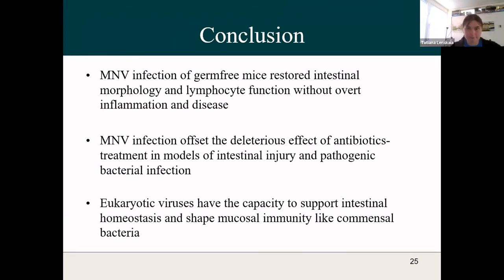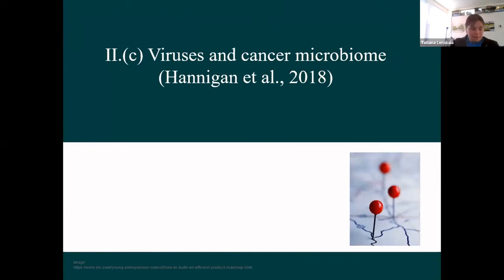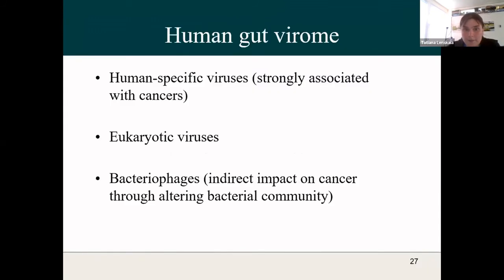And the third example that I want to discuss with you is viruses and cancer microbiome. As I said, this microbiome is very complex, and it has human-specific viruses that many previous studies show are strongly associated with cancer. And it has other eukaryote viruses like animal viruses and plant viruses, and also the bacteria phages. And all this together impact the microbiome significantly.